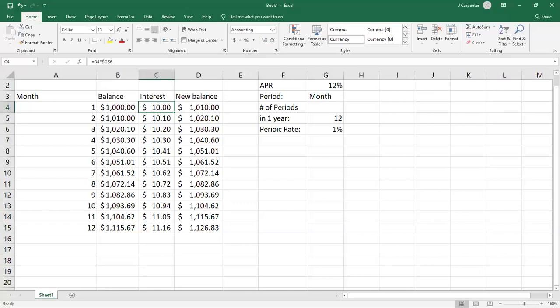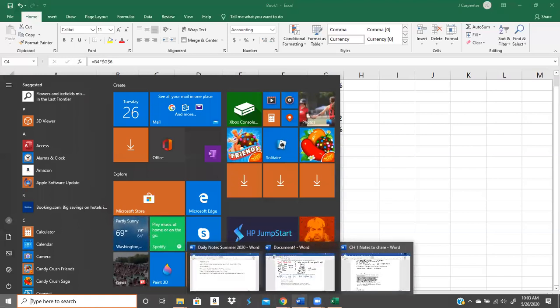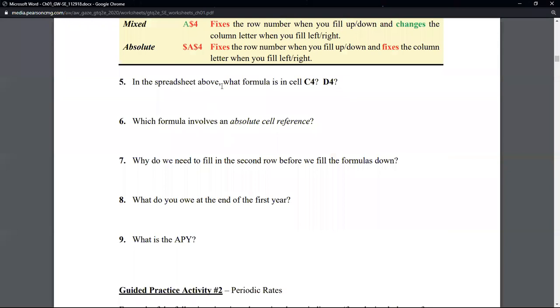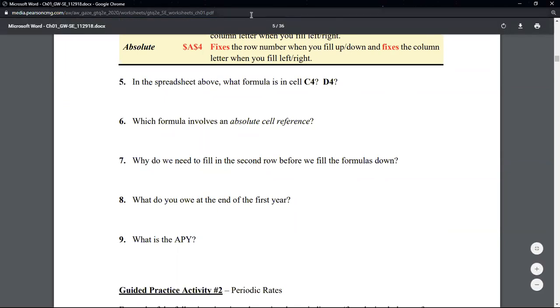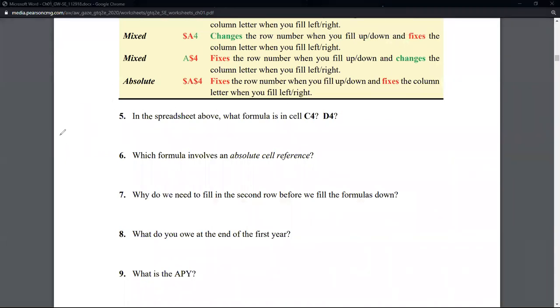So your guided worksheets, there are some questions that you can answer. In the spreadsheet above, what formula is in cell C4? What formula is in cell D4? There's a couple answers for number 5, so we're going to do these in our Canvas. So do these in Canvas.